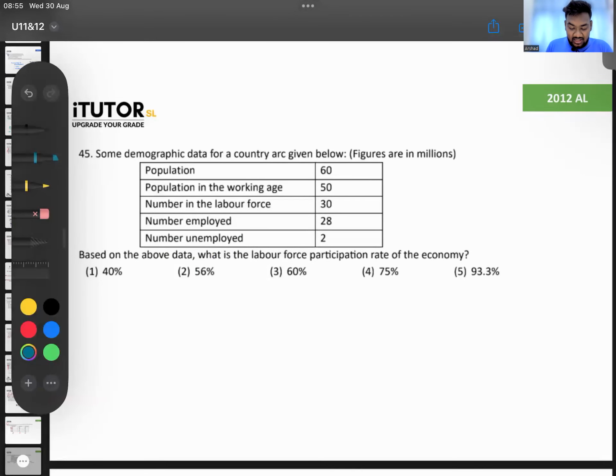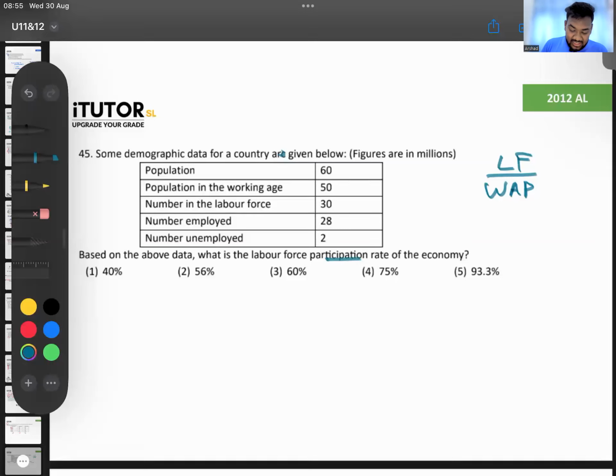Demographic data for a country are given below: population in the working age, number in the labor force, number employed, number unemployed. What is the labor force participation rate? Remember I told you 3 equations. From those 3 equations only you get the question. How do you calculate the labor force participation rate, Lamai? It's the labor force divided not by the total population, but by your working age population. From your working age population, how many of them participate in the labor force?